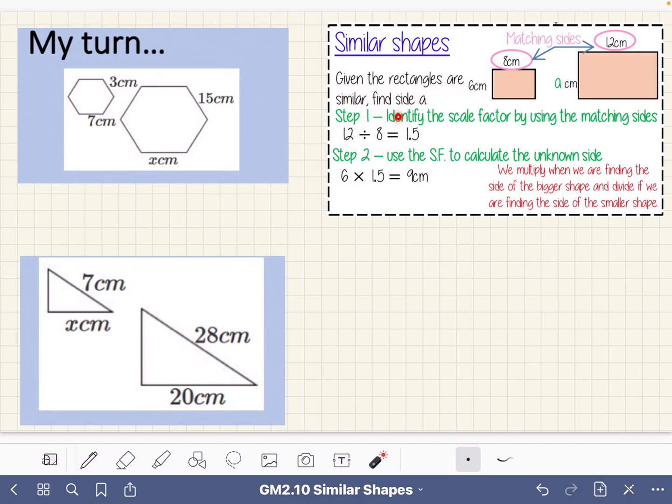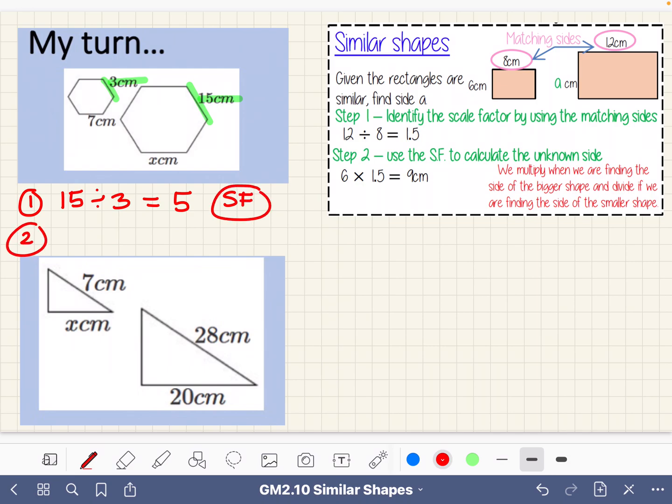Here, given the rectangles are similar, find side A. So step 1 is to identify the scale factor by using the matching side. So here we've got a matching side of 8 and 12. We take the 12 and we divide it by 8, gives us 1.5. For our shape over here, we have 15 matching with the 3. So that means for our step 1, we are taking the 15, we are dividing it by 3 to give us an answer of 5 for our scale factor.